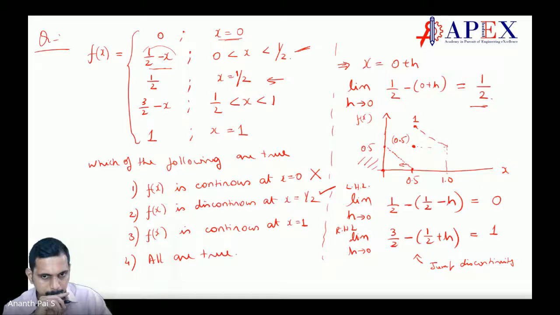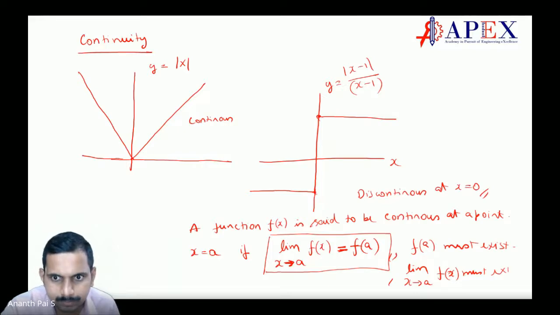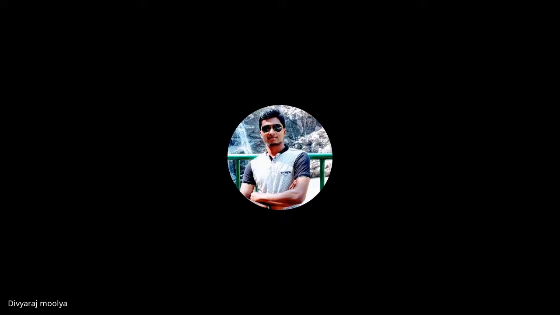Sir, could you show that number line once again? Like yesterday you explained why 0 plus h. Could you show that once again? This one. No, sir, in that number line. Could you explain that part again?